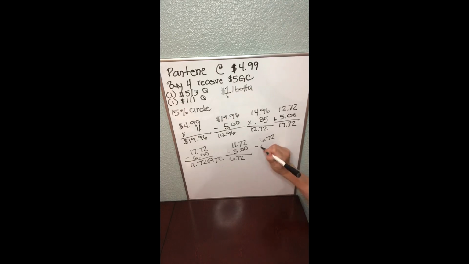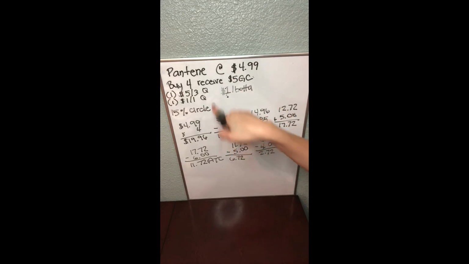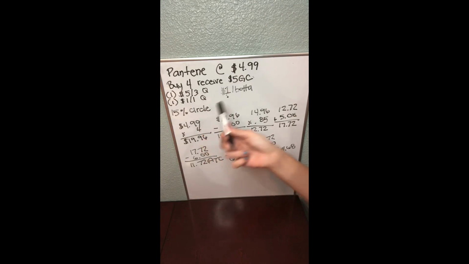$6.72 minus $4 would be $2.72 or 68 cents each. So that's quite a difference just by adding the next layer there, especially from where we started. We started at $2.24 each, and so far adding Target Circle and Ibotta, we're down to 68 cents.